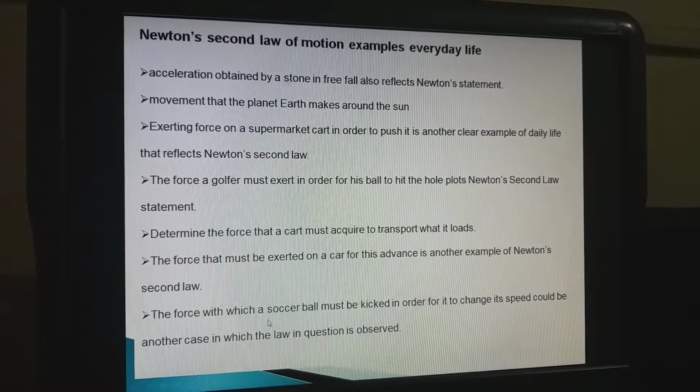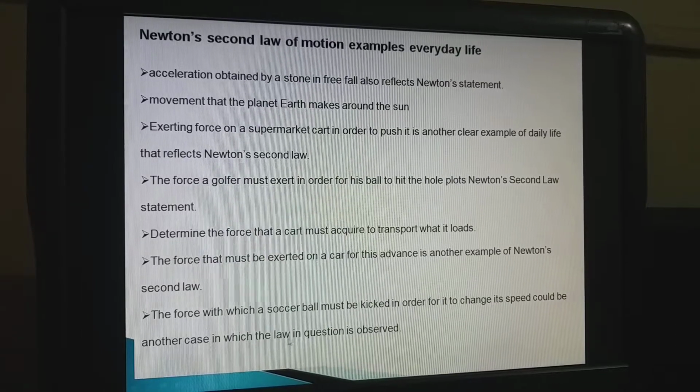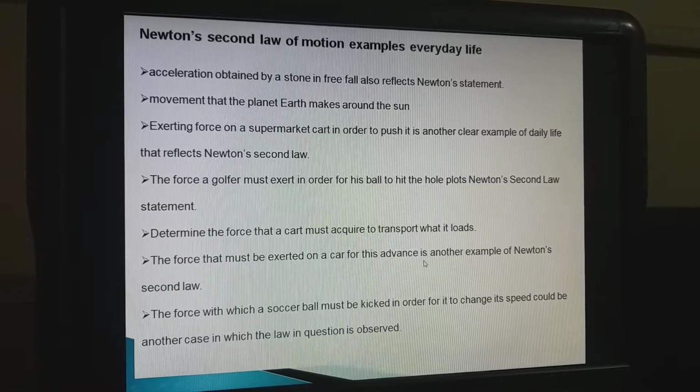Now, a force with which a soccer ball is kicked. If you are kicking a soccer ball, its speed changes. Here also the law is observed, because when you kick it, the ball moves in whatever direction the kick is. These are some of the practical examples.